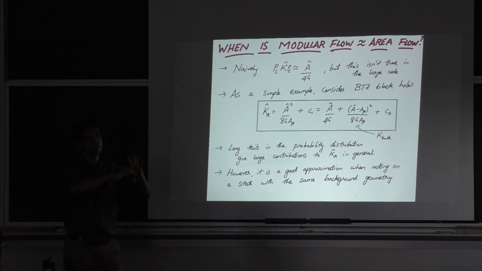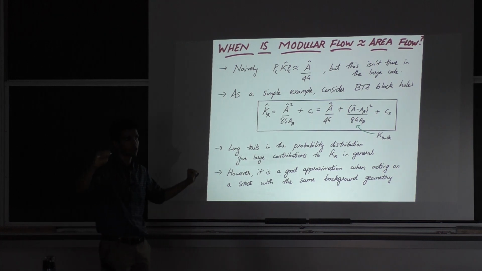So the thermal state will have some distribution which is peaked at this A over 4G, but it has some falling distribution. And what I'm saying is that near the peak of that distribution, you can approximate K to be A over 4G, but anywhere far from it, it's far from being so. What's special about BTZ here? It's not special. This is just a computable example where you explicitly see what happens. The important point was just that you'll have these long tails in the large code subspace, which you need to keep track of.